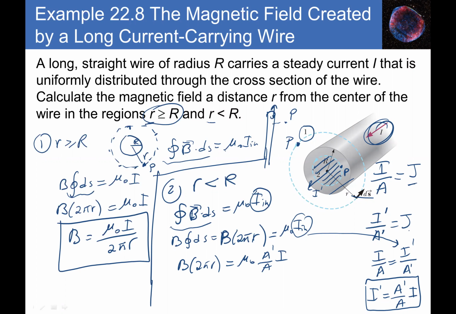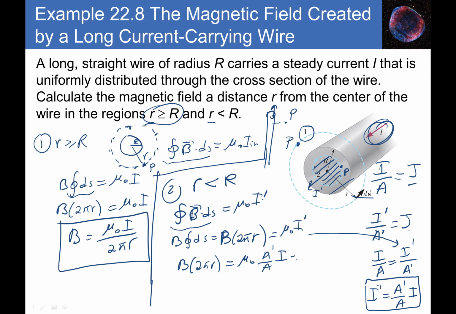That means I'm replacing I prime. You can think of it like so. So this is I prime. So basically, this is my I prime. Okay, so I'm replacing I prime with A prime over A times the current.